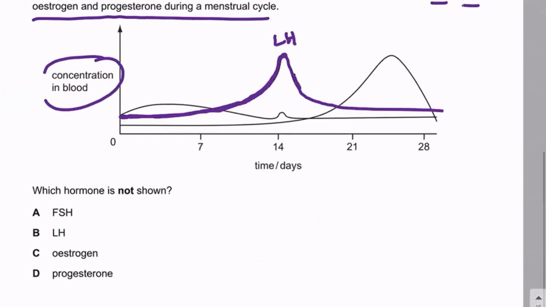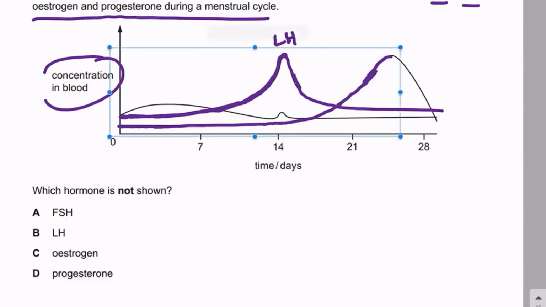So this is how you can identify the hormone LH. What about progesterone? Progesterone is a hormone which stays low till day 14, rises after day 14, and peaks at about day 24 and then falls. This is progesterone. So this hormone is progesterone, the red one.